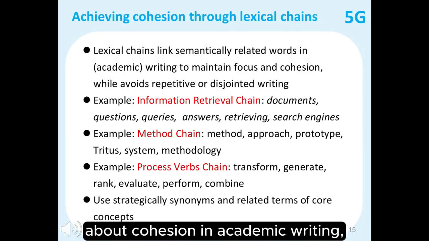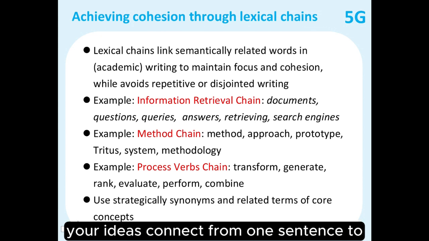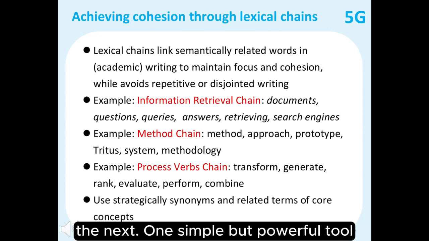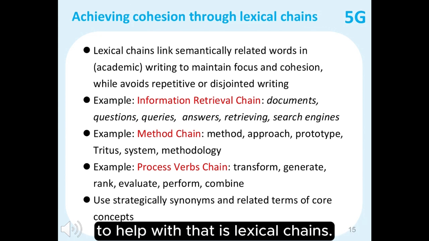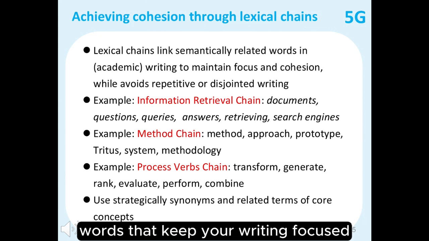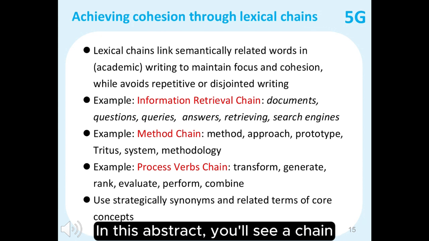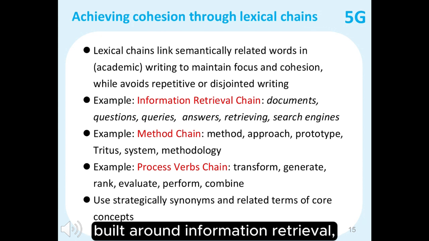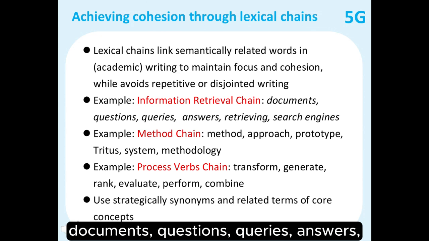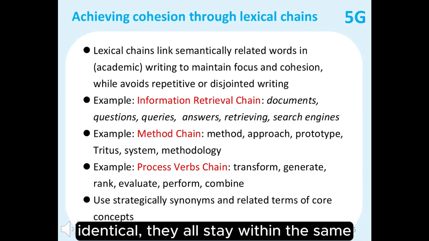When we talk about cohesion in academic writing, we're really talking about how smoothly your ideas connect from one sentence to the next. One simple but powerful tool to help with that is lexical chains. Lexical chains are groups of related words that keep your writing focused while avoiding awkward repetition. In this abstract, you'll see a chain built around information retrieval, documents, questions, queries, answers, and so on. Even though the words aren't identical, they all stay within the same topic area.